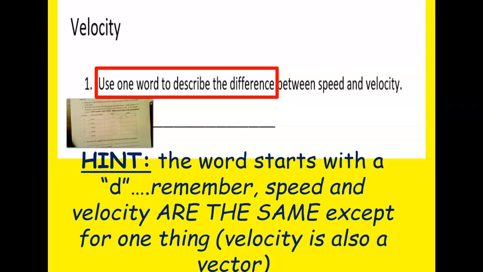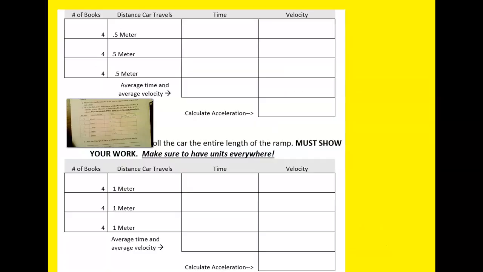Here's another hint. Velocity is a vector, and speed is a scalar. So look up vector and scalar to know the difference between those two, because that is the difference between speed and velocity. All right, so now I'm going to talk about these calculations.